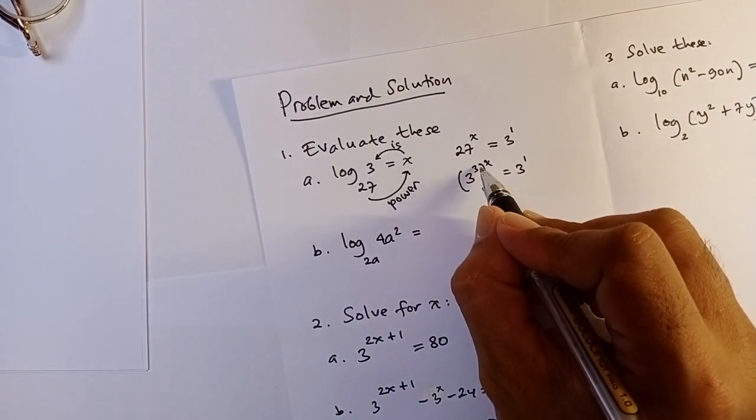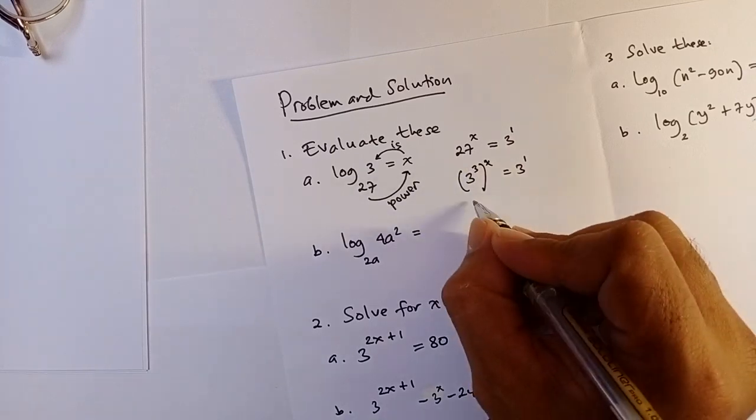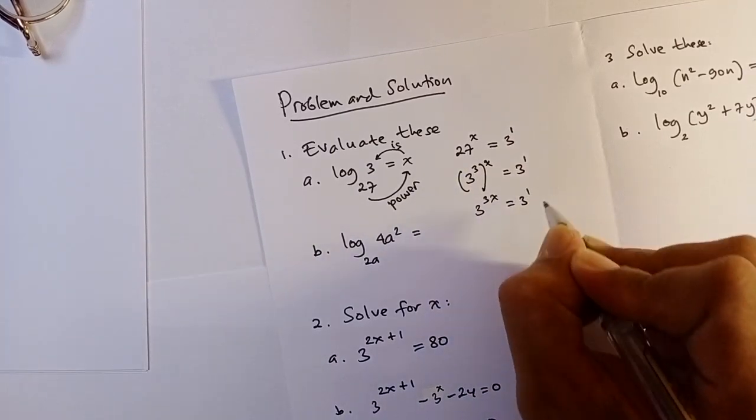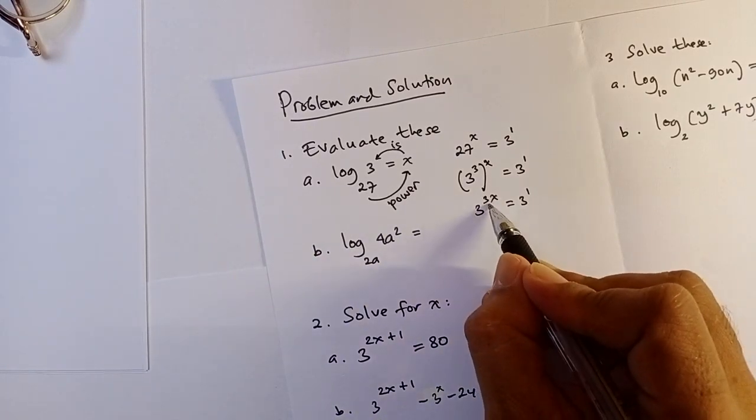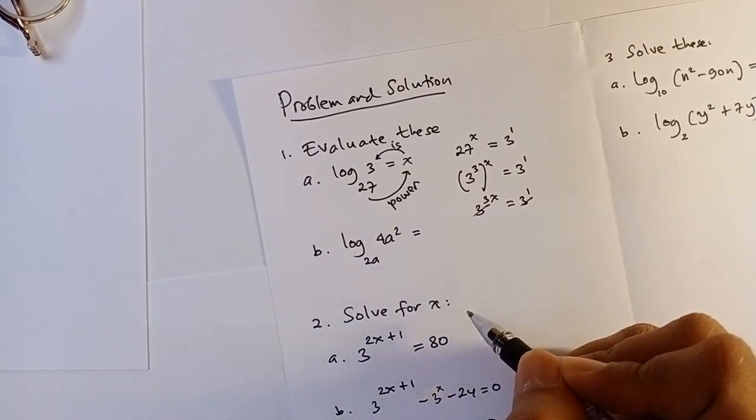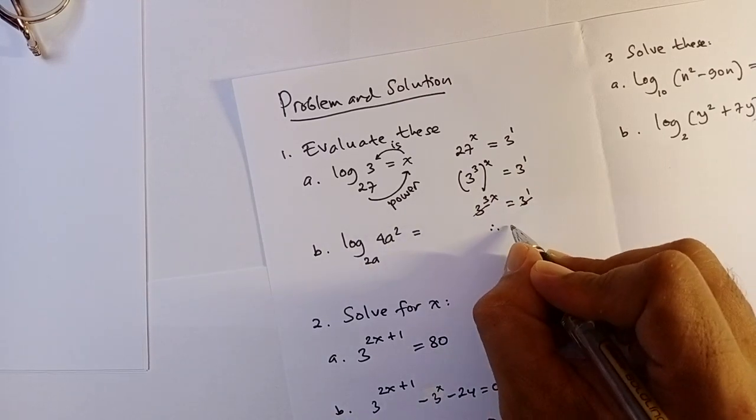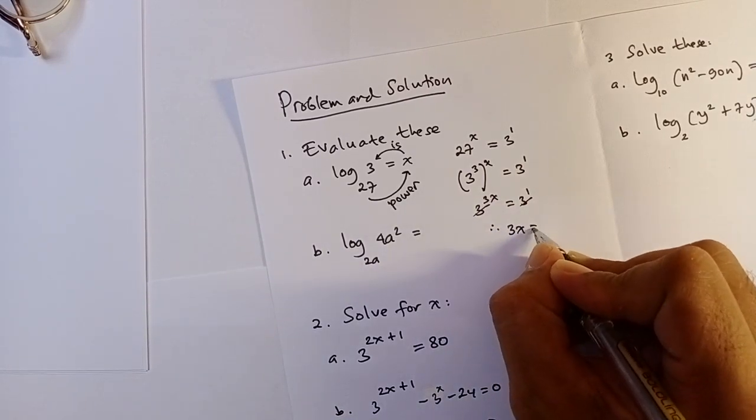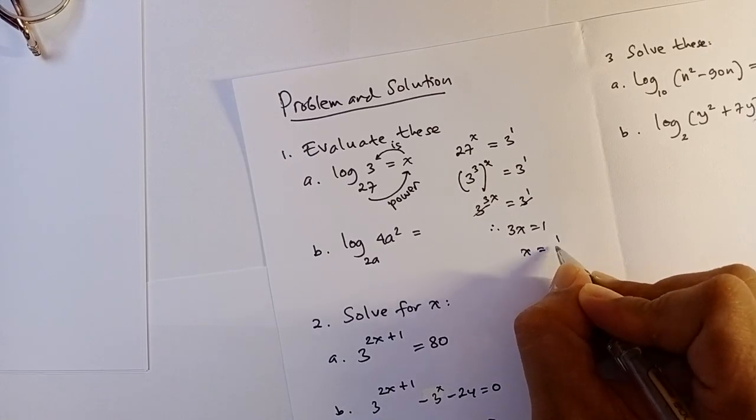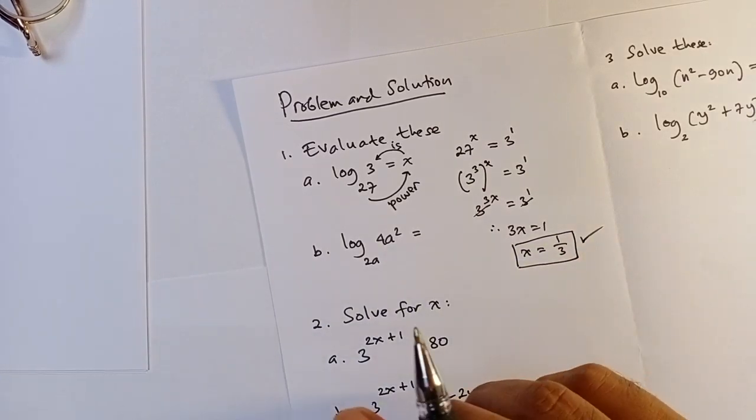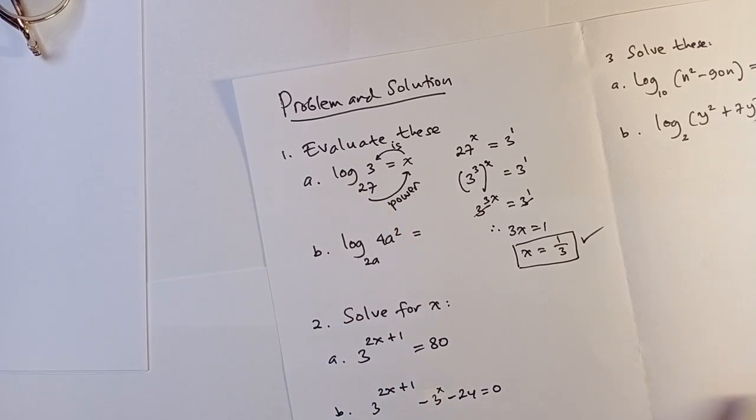And then you multiply this index. So, you have 3 power of 3x equal 3 power of 1. So because the base already the same, so you can cancel this, and then you just equate the powers. So from here we can write that 3x equal 1, then x equal 1 over 3. And this is the answer for problem number 1 part A.